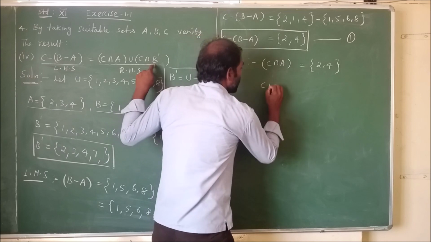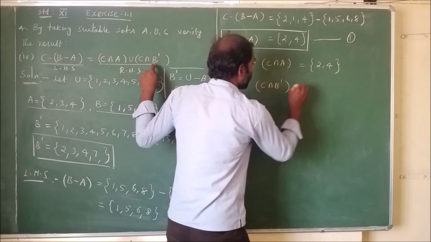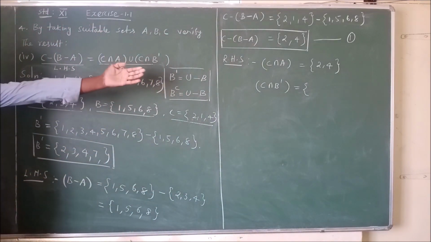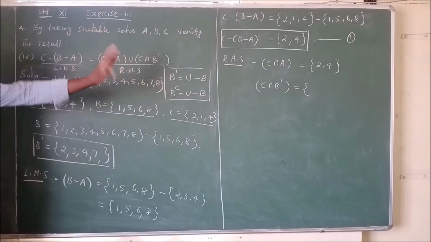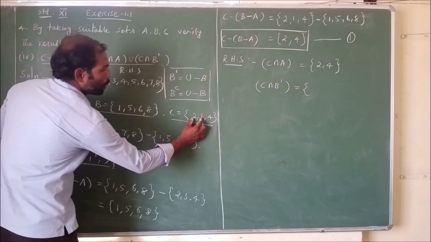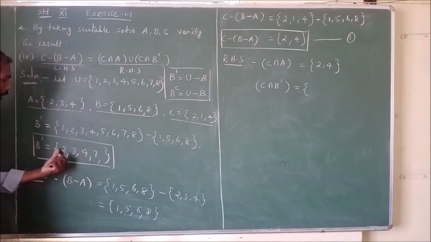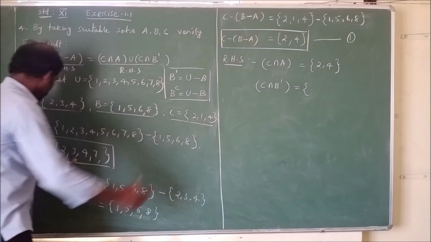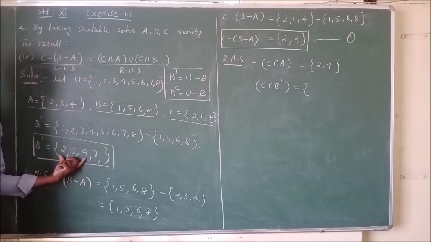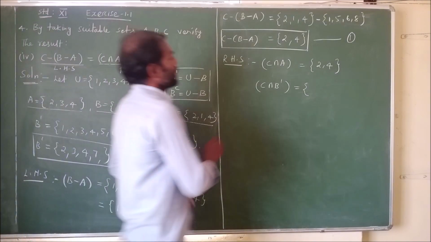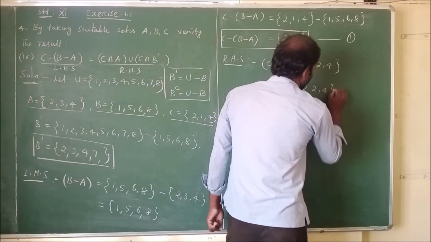The second one is C intersection B dash. C intersection B dash is nothing but the common elements of C and B dash. C is the set 2, 1, 4. B dash is 2, 3, 4, 7. So the common elements of C and B dash are again 2 and 2, 4 and 4. So C intersection B dash is 2, 4.